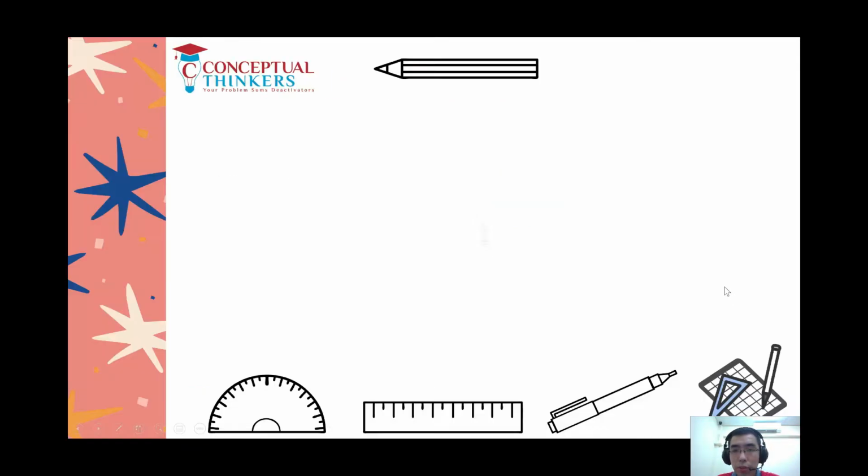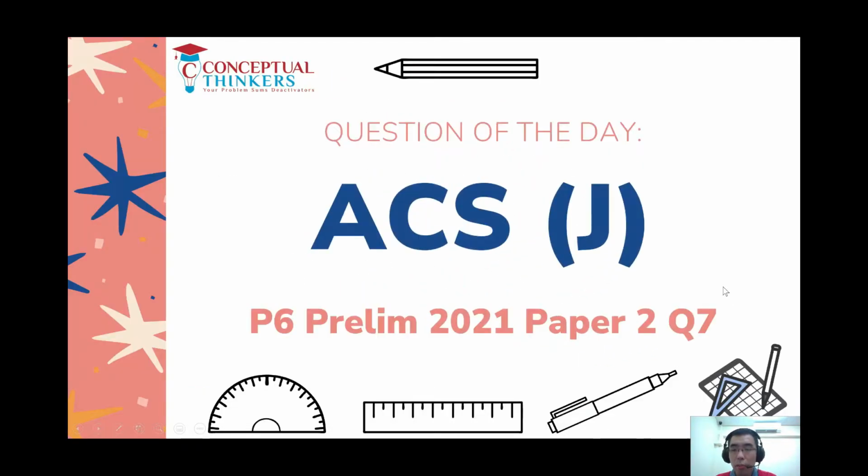So in this session, we will talk about one question, which can be from a top school paper or a past year PSLE question. For today, the question of the day will be ACS Junior P6 Prelim 2021 Paper 2 Question 7. So let's start with the question.